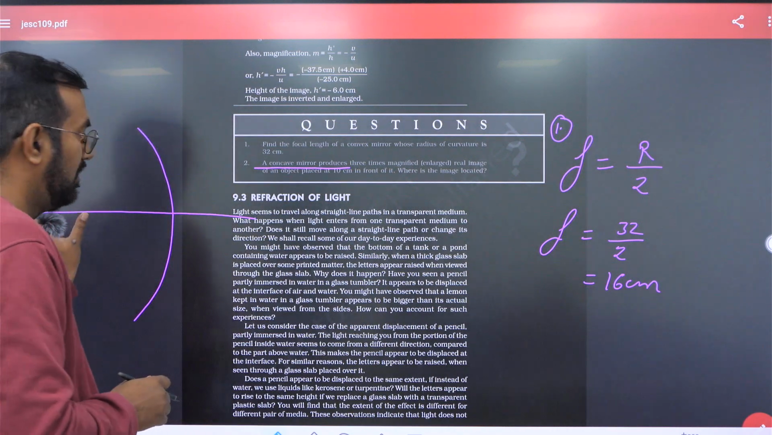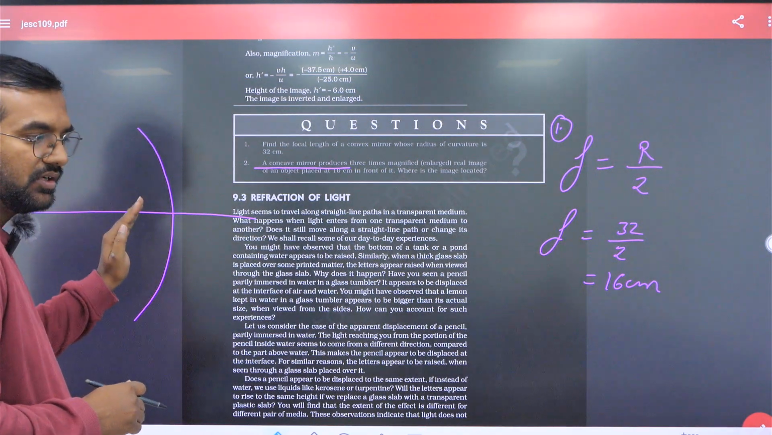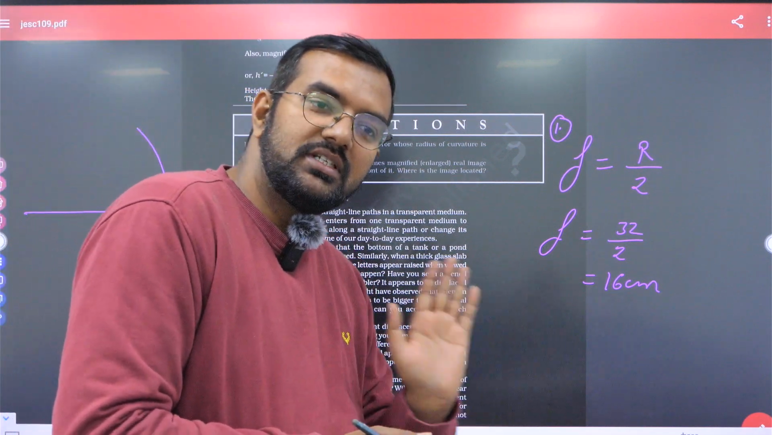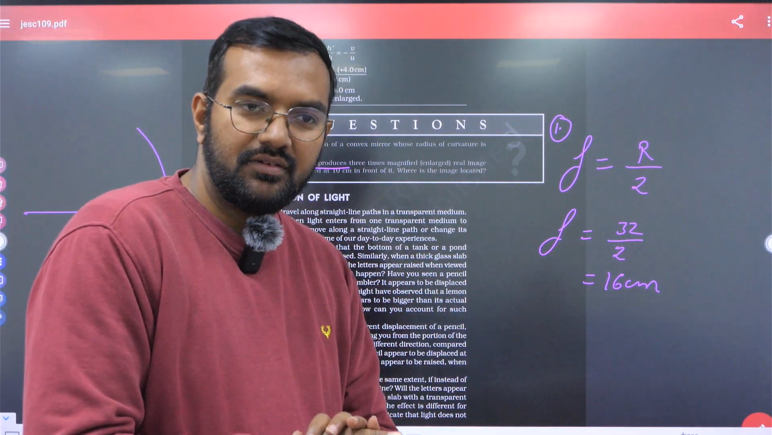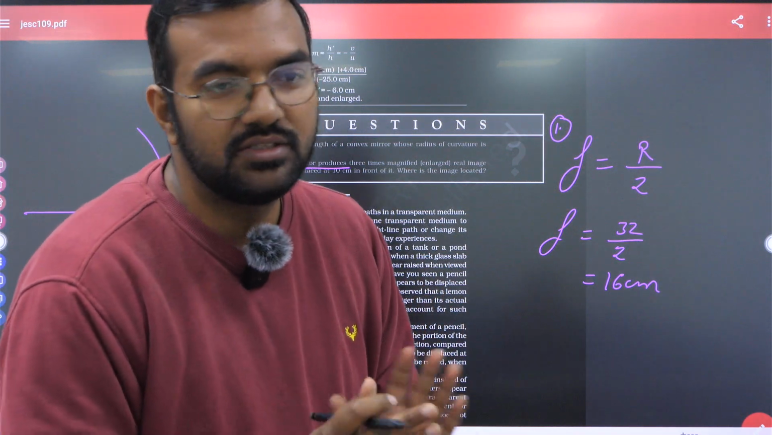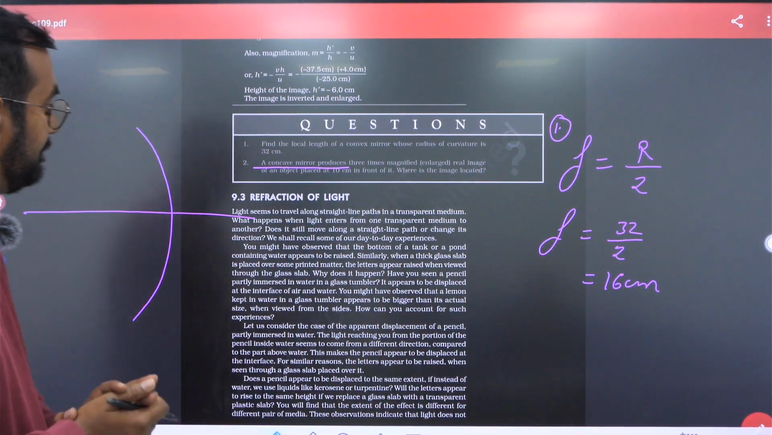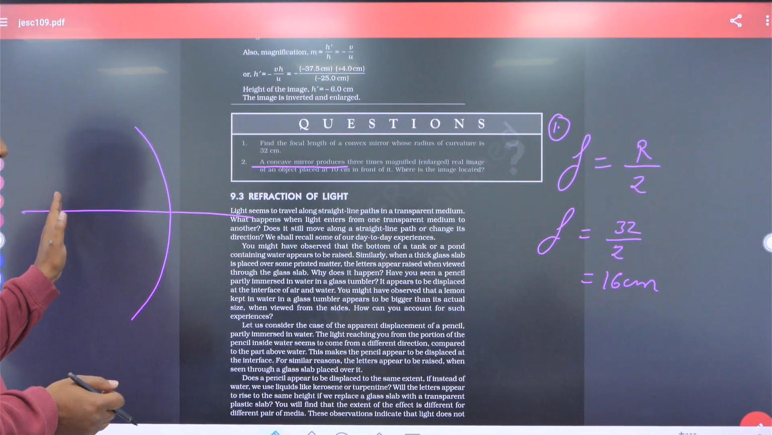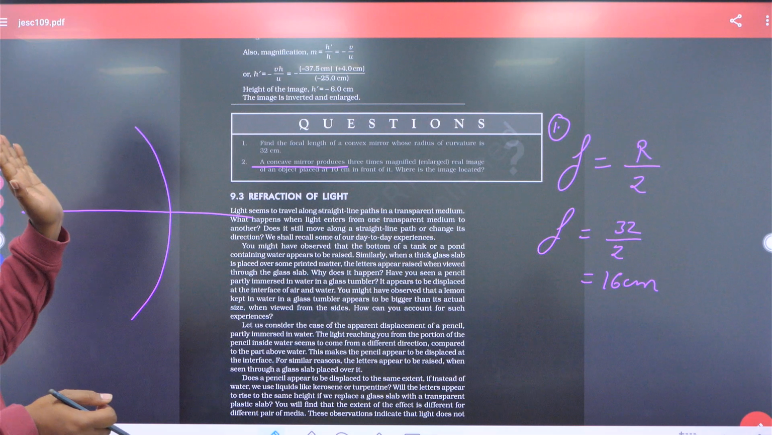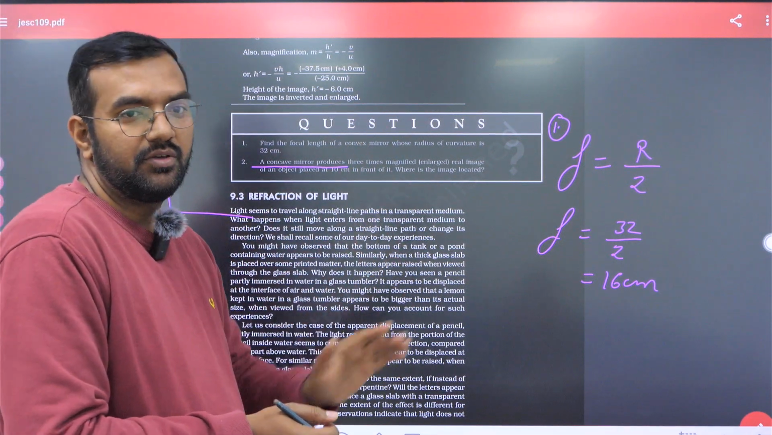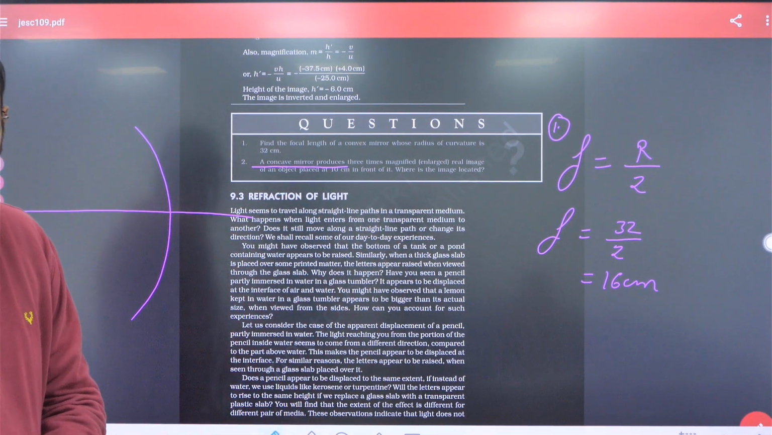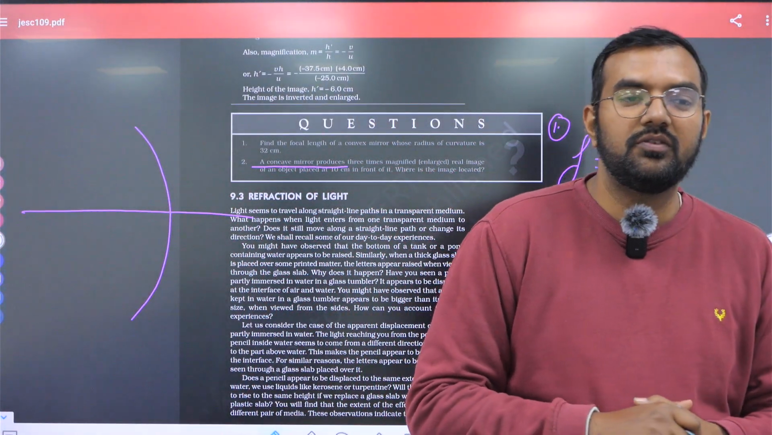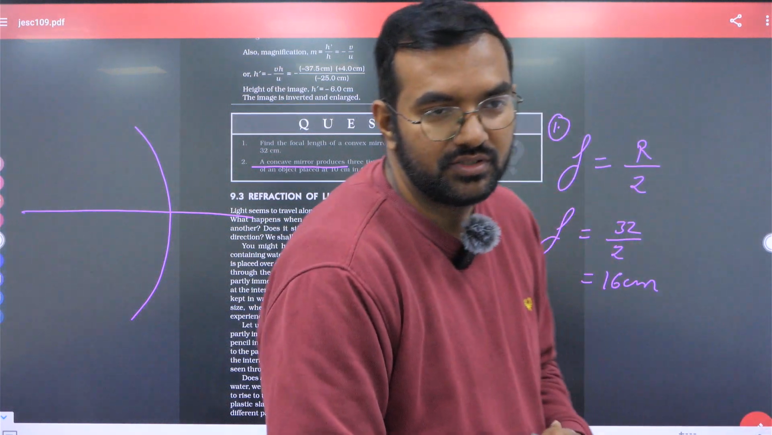Image distance is always negative for mirror, either concave or convex. Object distance is always negative. And focal length of the concave mirror is always negative, and convex mirror is always positive. You have to remember these things, because if you will not remember it, you cannot solve questions like this.